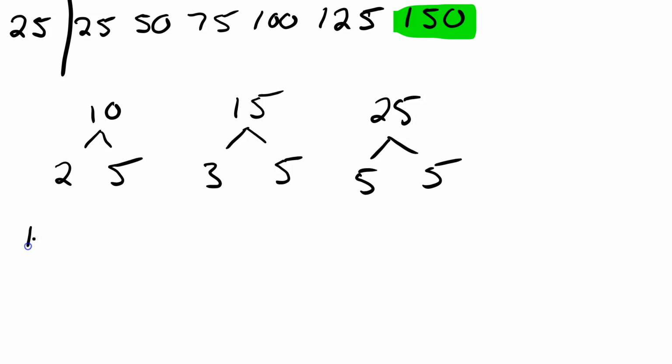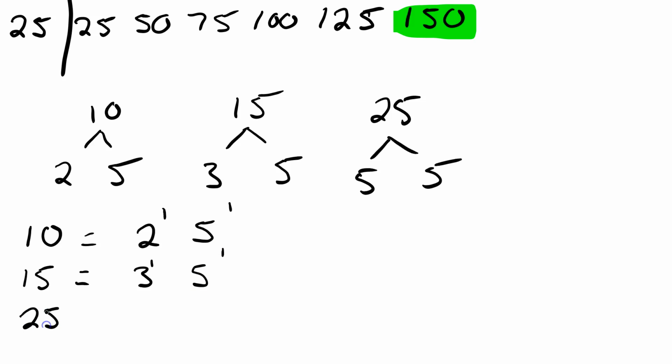So I start with 10. Prime factors were 2 to the power of 1 and 5 to the power of 1. Let's go with 15. Prime factors were 3 to the power of 1 and 5 to the power of 1. And 25. Prime factors were 5 squared. Now in this case, it was important to put our exponents for our next step.